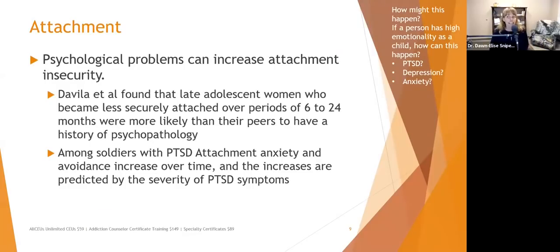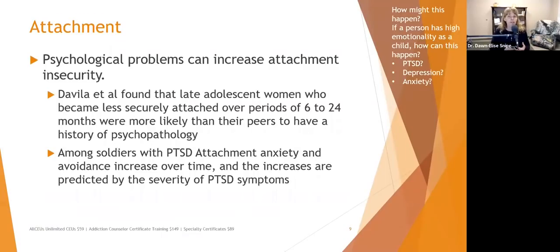They found that psychological problems can increase attachment insecurity. Davila et al. found that late adolescent women who became less securely attached over a period of 6 to 24 months were more likely than their peers to have a history of psychopathology. So they looked and they found, as the mood disorder increased, the depression, the anxiety increased in intensity, severity, the relationships tended to become more unstable. Whether that was because the support of others didn't know how to respond, or whether it was because the identified patient was pushing people away and withdrawing, that wasn't explained in the study. However, there was a distinct relationship between the two.